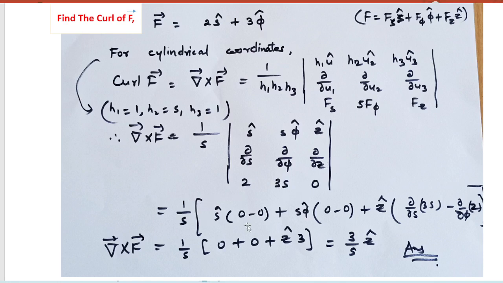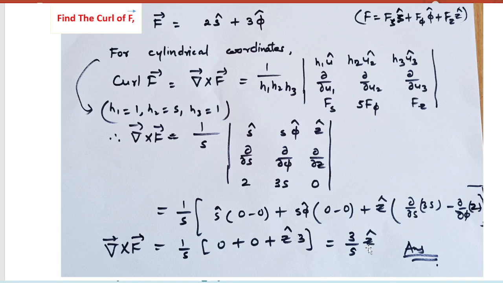So if you expand this, 1 upon s, first s cap times delta by delta phi of 0 minus delta by delta z of 3s, 0 minus 0, plus s phi cap 0 minus 0, plus z cap, it will be delta by delta s of 3s minus delta by delta phi of 2, that is 0. So only one term is there, delta by delta s of 3s equal to 3. So 1 upon s times 3 into z cap, so 3 by s z cap.